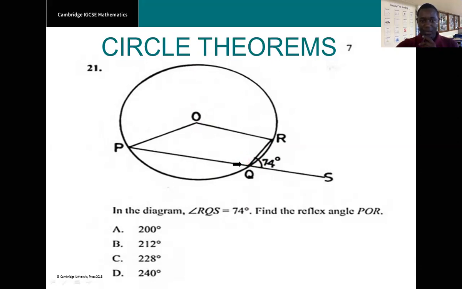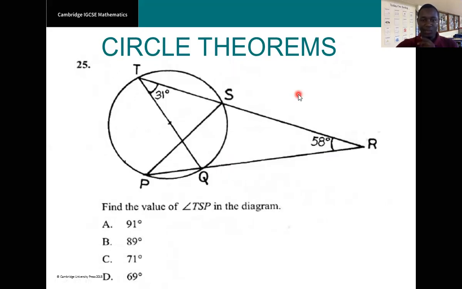this particular angle here. Then when you get the angle there, you can get the angle here at the center, which is the reflex angle POR. So that angle there will be 2 times what you have right here. So that is for this problem. Let's go to the next slide.